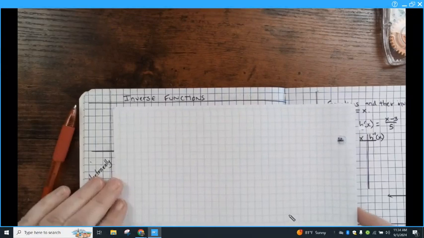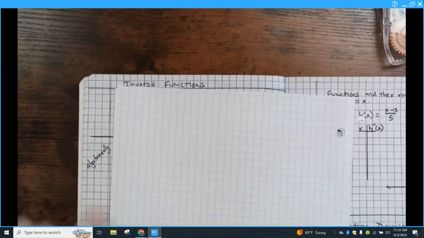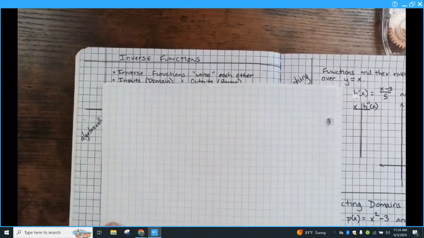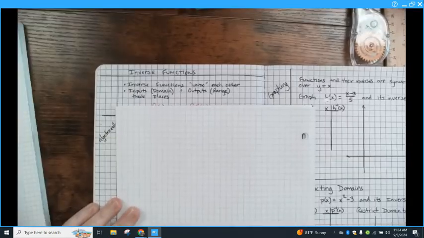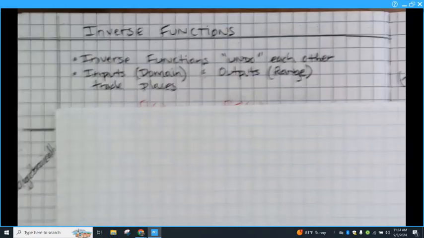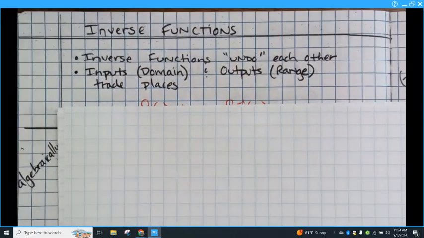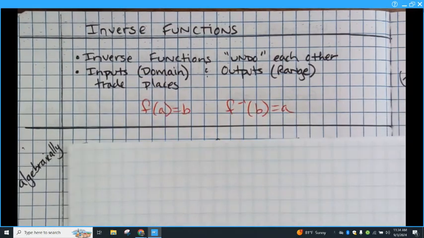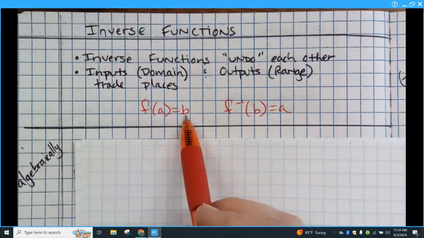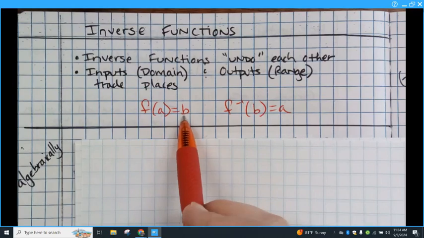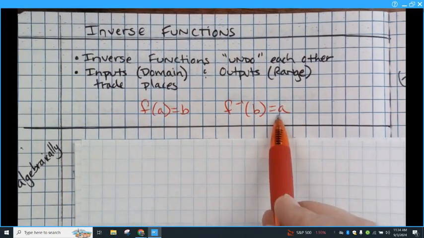So inverse functions, regular lines. The first page we're going to dedicate to it being done algebraically. So inverse functions undo each other. And let me zoom in a little bit. And inputs, the domain, and the outputs, the range, trade places. So the math way of writing that is if I plug A into F, I get out the answer B. So A is my domain, B is my range. Into the inverse, if I plug in B, I should get out A.